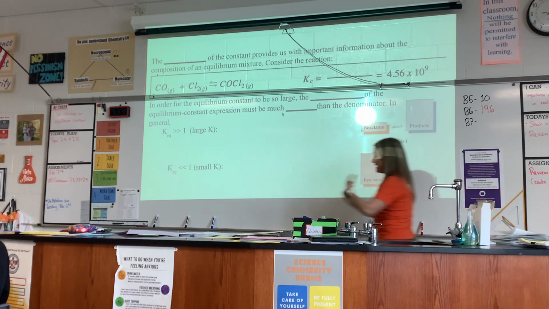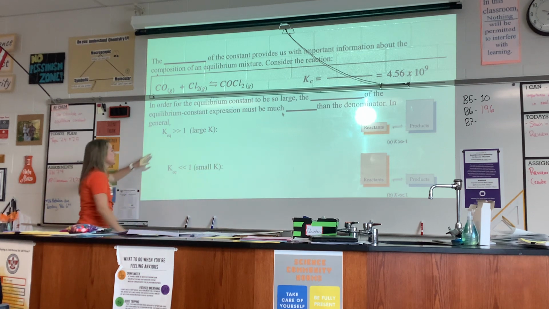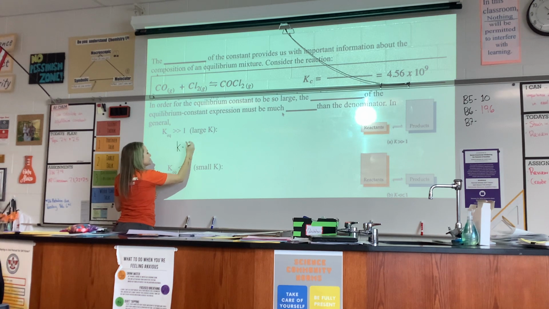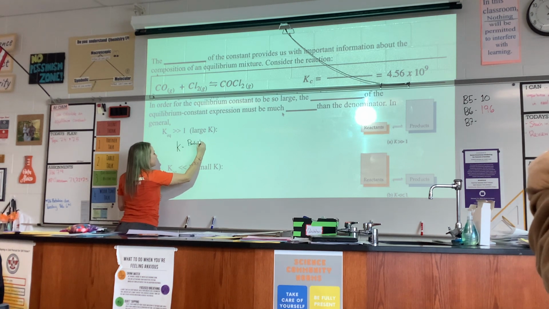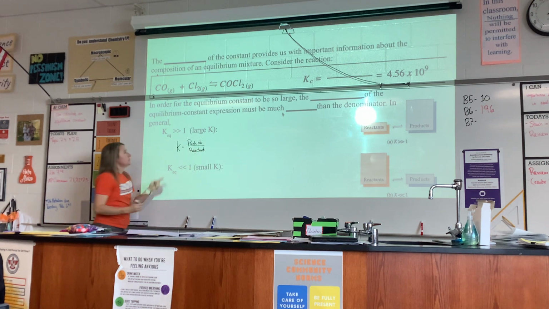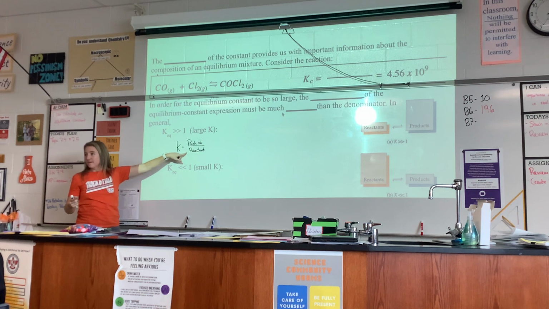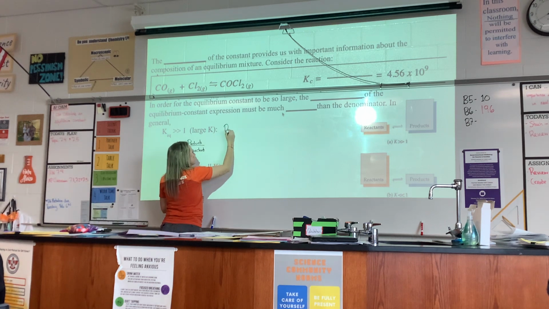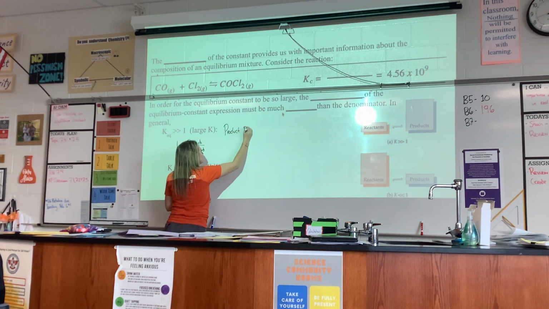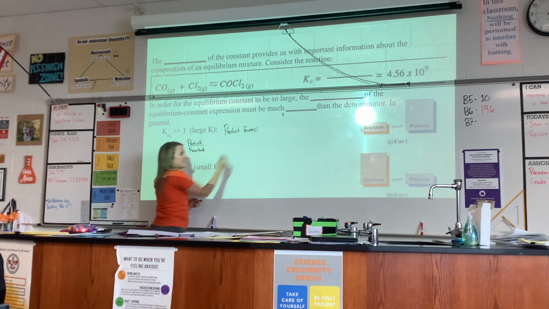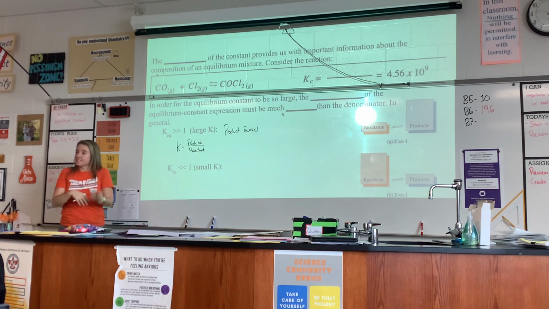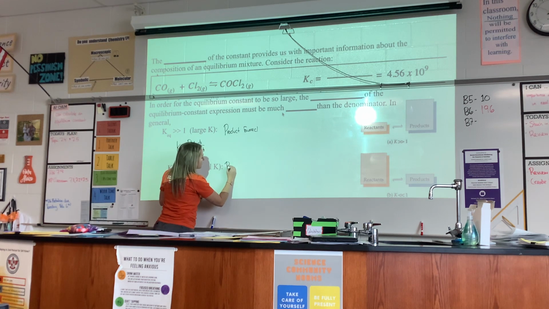So in general, as we mentioned at the beginning, the terms we use is that if K is greater than 1, keep in mind that K is always products over reactants. So if K is bigger than 1, which one of these do I have more of? Products, right? So this is what we call a product-favored equilibrium. And then vice versa, if it's much less than 1, we call it reactant favored.